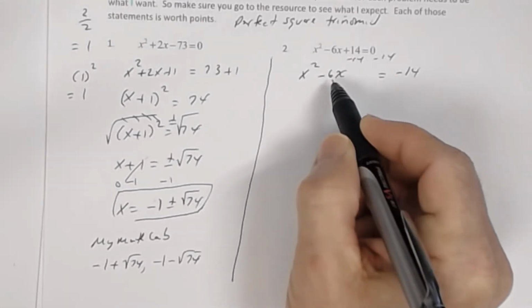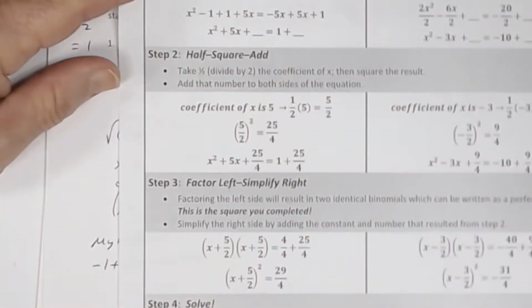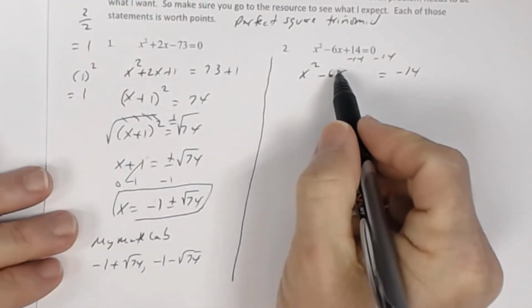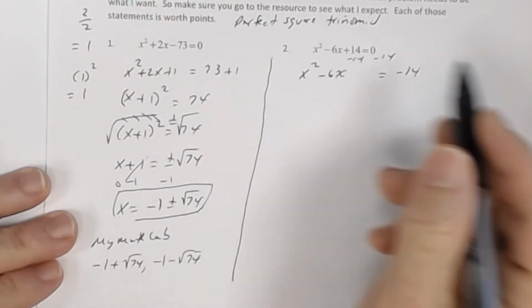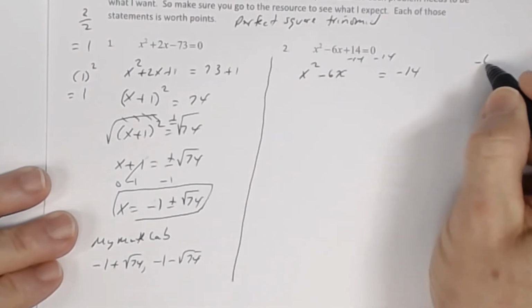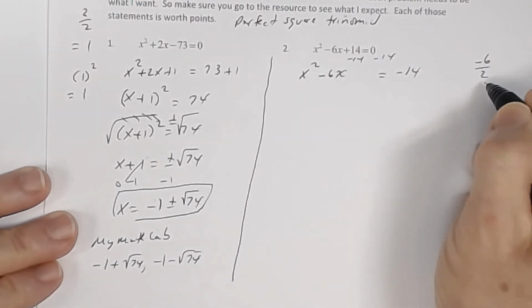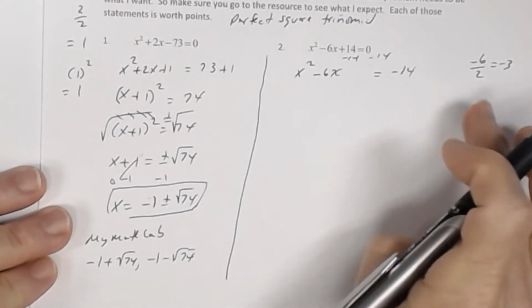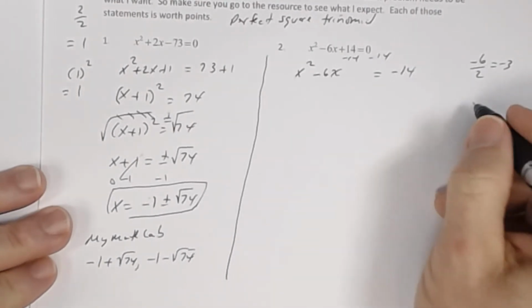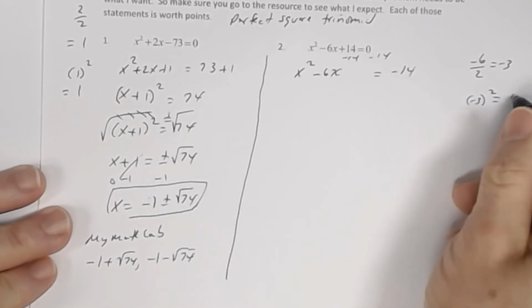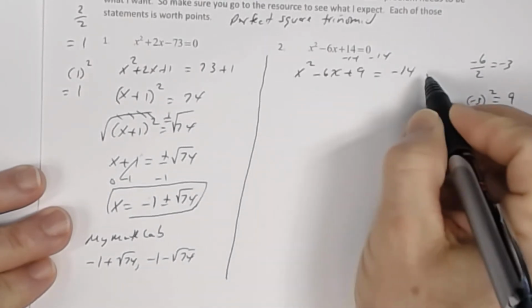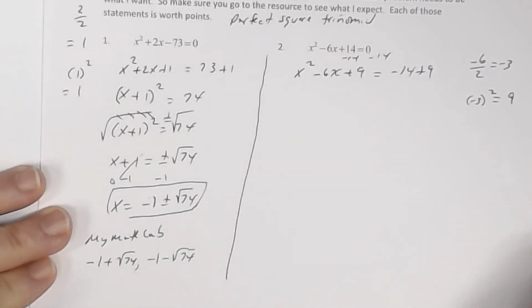Okay, now step 2, remember, is where you take half, you square, and then you add. So if I take half the coefficient of x, which is −6, put that here. Take half of that. −6 divided by 2 is −3. So I took half. Now remember, the next thing is to square that −3. So (−3)² becomes +9. And then we're going to add +9 to both sides, just like this.